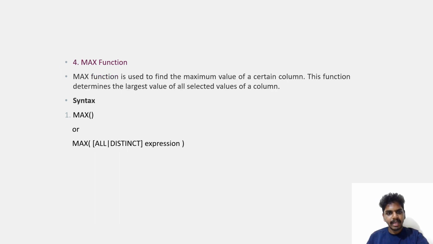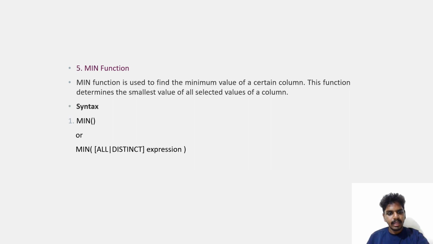The fourth one is max function. Max function is used to find the maximum value of a certain column. The function determines the largest value of all selected values of a column, and the syntax is max of. And the last one is min function. Min function is used to find the minimum value of a certain column. This function determines the smallest value of all selected values of a column, and the syntax is min of.